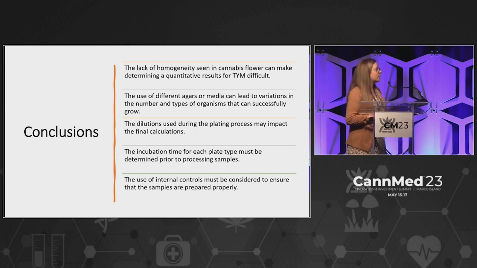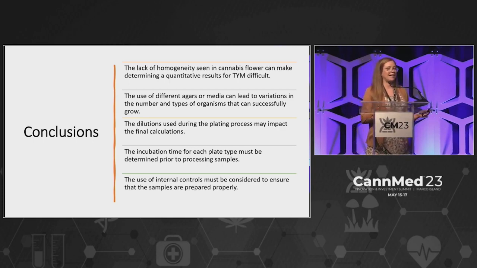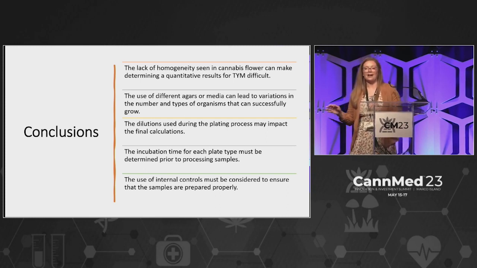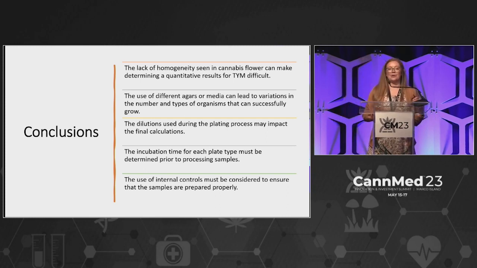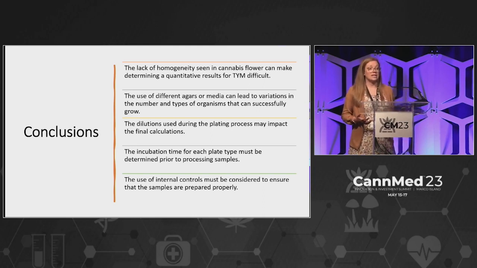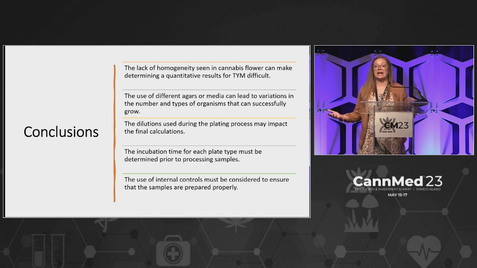Also, the use of different agars or media can lead to variations in the number of organisms that can successfully grow. So certain plates have certain antibiotics, which allow certain organisms to grow, but other organisms can't grow. And so depending on what a lab is using, they may be able to skew those results. And some of them may not even be realizing they're doing that. They may just be using what they've been told is the gold standard to use for plating, and they do that, and then now they could be under-quantifying those results.